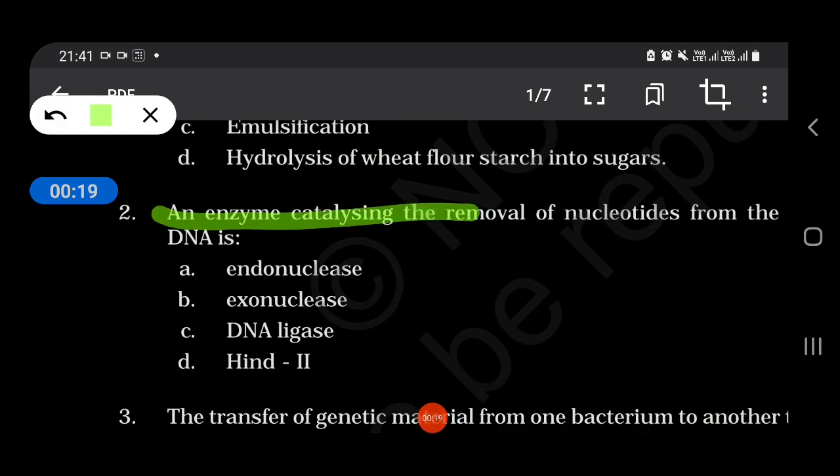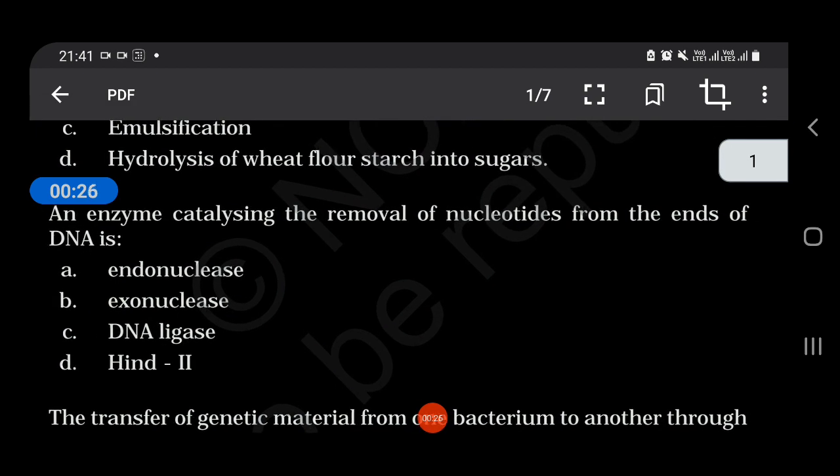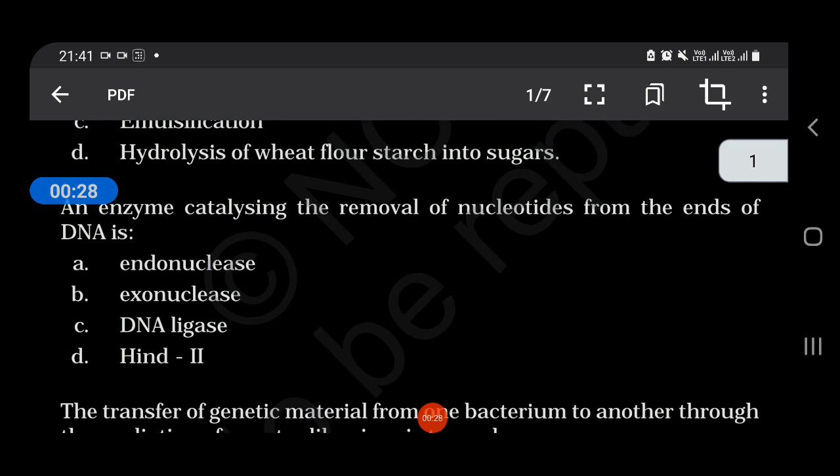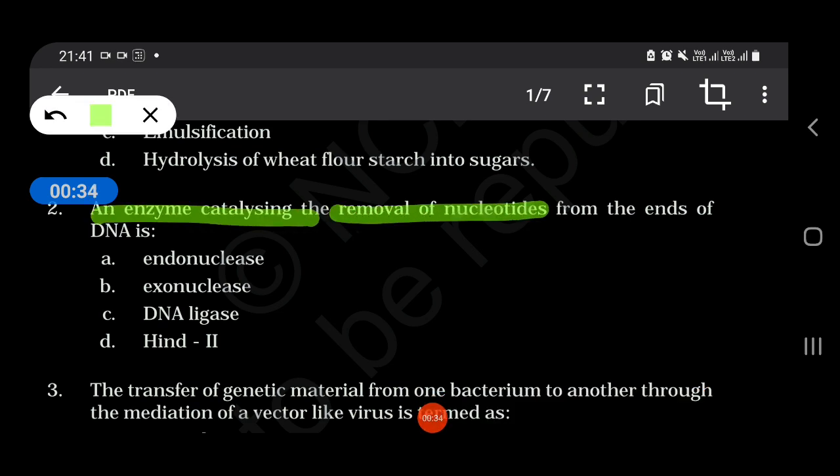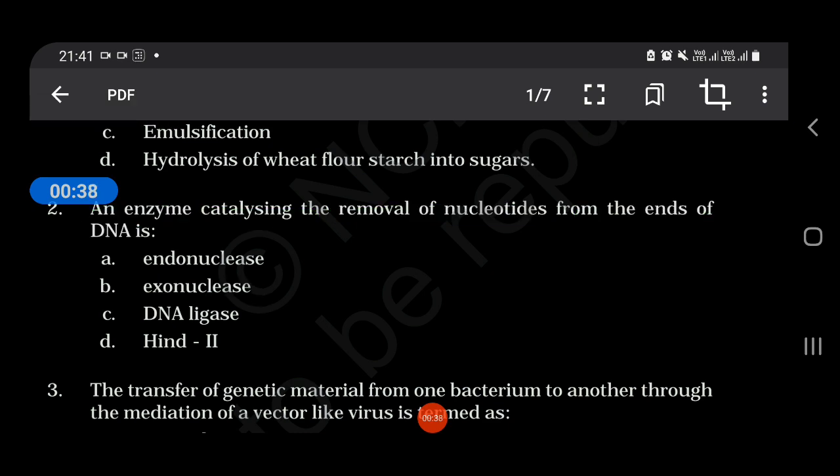An enzyme catalyzing the removal of nucleotides from the ends of the DNA is exonuclease.